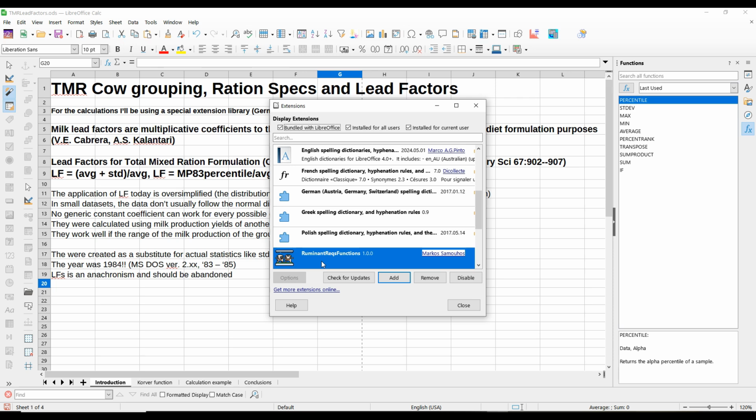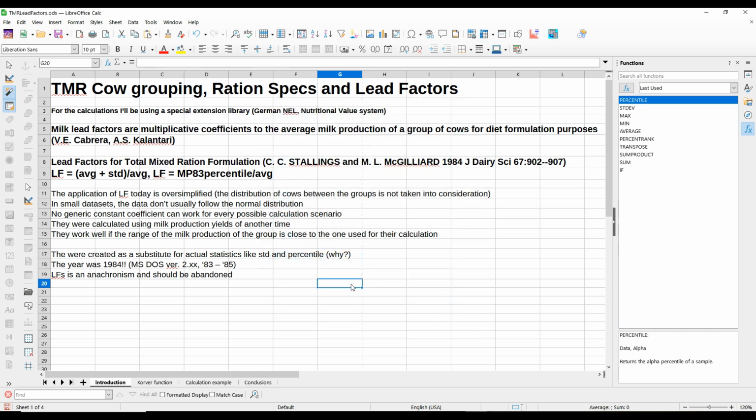It contains all the necessary equations or sets of equations we normally use in Greece for ruminant nutrition. It embeds those equations directly into the spreadsheet in the form of callable functions like average or standard deviations, etc. Okay, it makes my life a lot easier. I don't have to enter again and again the same equations. And I will be using the German nutritional value system of net energy of lactation for ruminants.